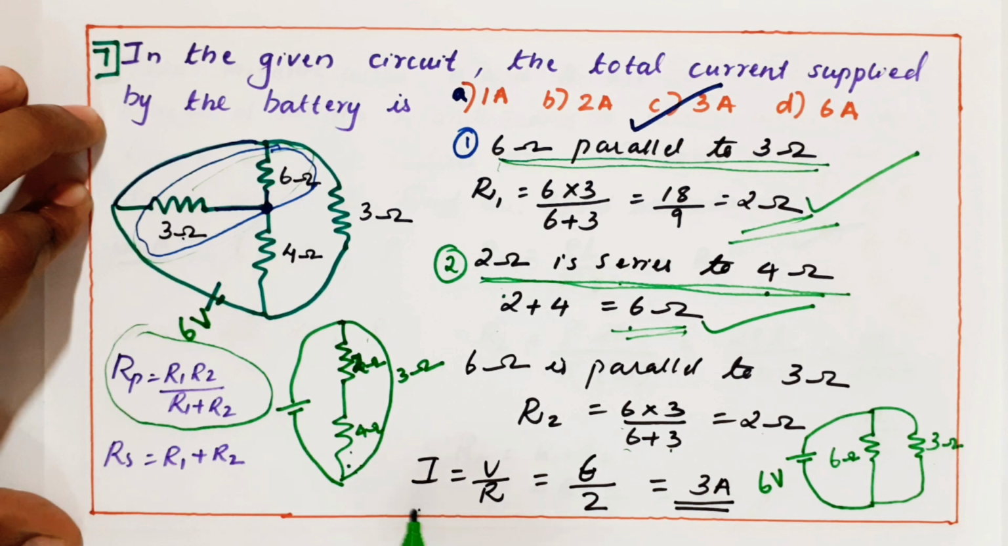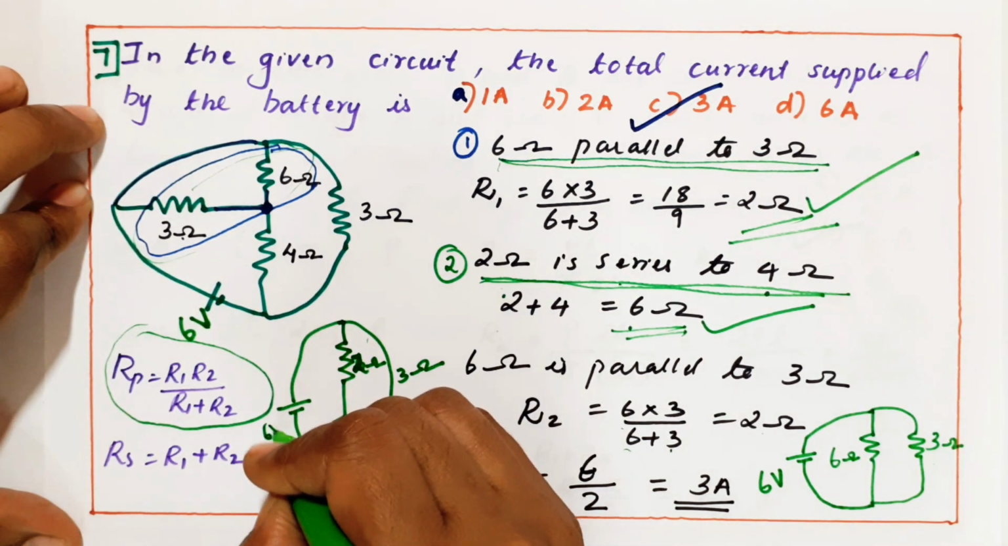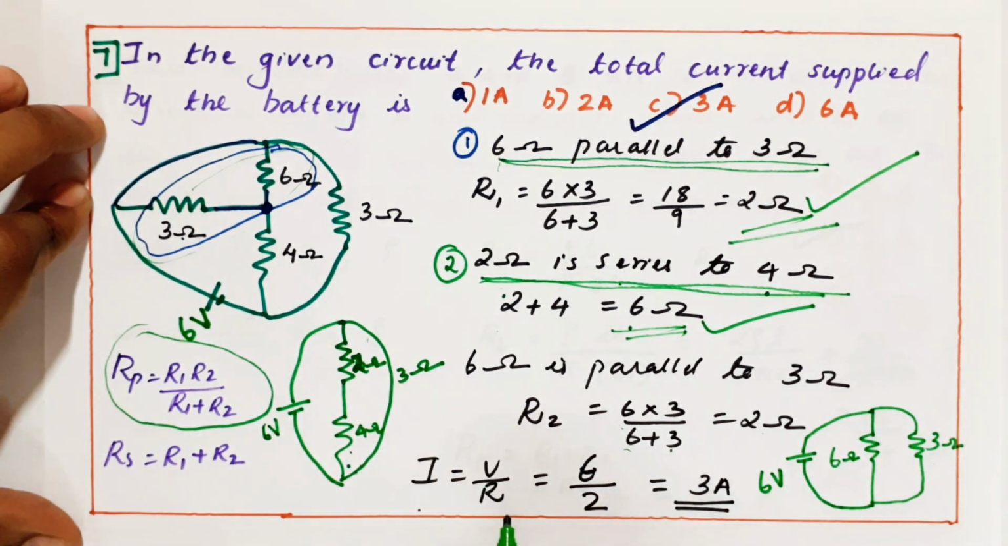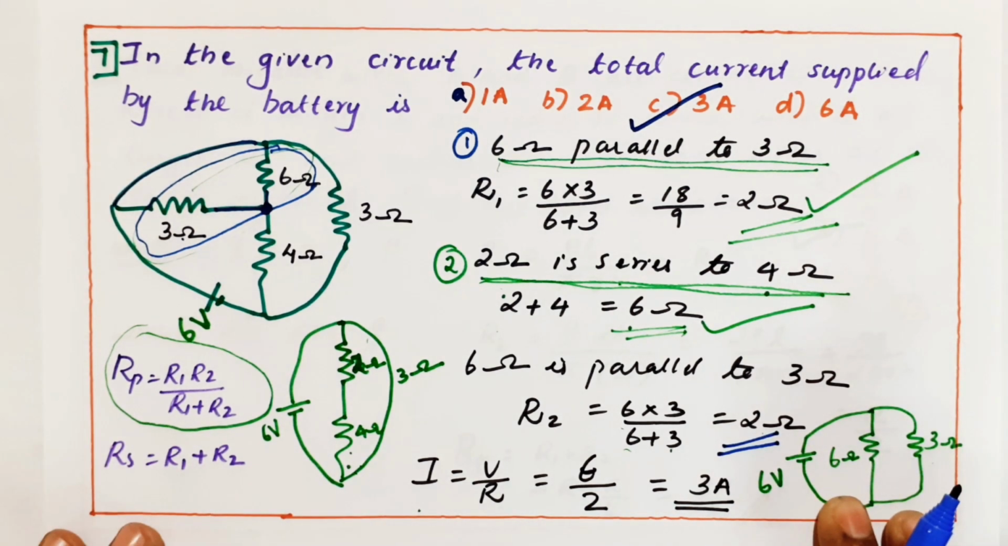Then if you want the current, the voltage is 6 volt. 6 divided by the total resistance we now got. The total resistance in this case is 2 ohm. So we can write 6 by 2, 3 ampere.